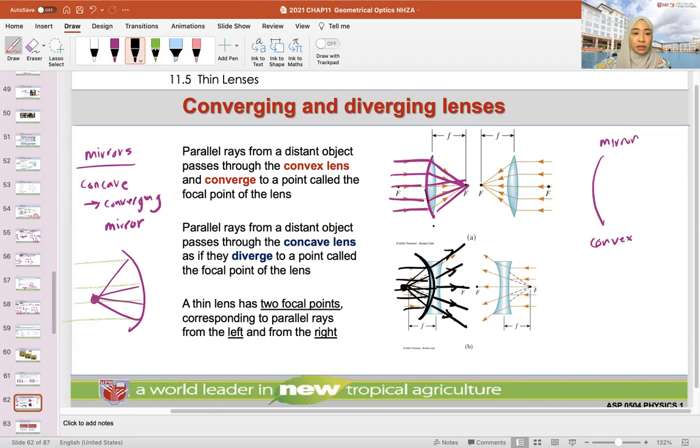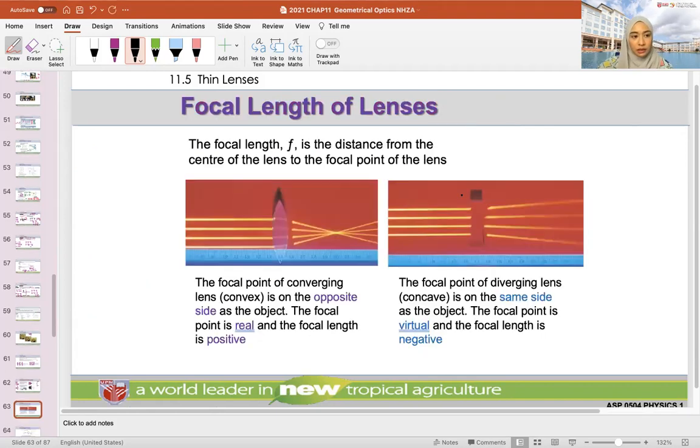And for mirror, concave is your converging. For lens, convex is your converging. Kalau mirror, dia converge depan mirror. Kalau lens, dia converge behind the lens. Terbalik eh, terbalik. Okay, moving on. So this is an example of real life scenario for lens. This is a converging and we know converging lens nama dia ialah convex lens. And this is diverging. Nampak macam tak diverge sangat tapi sebenarnya dia diverge.